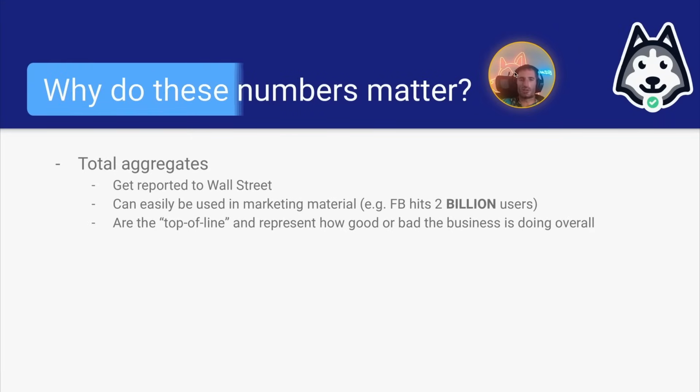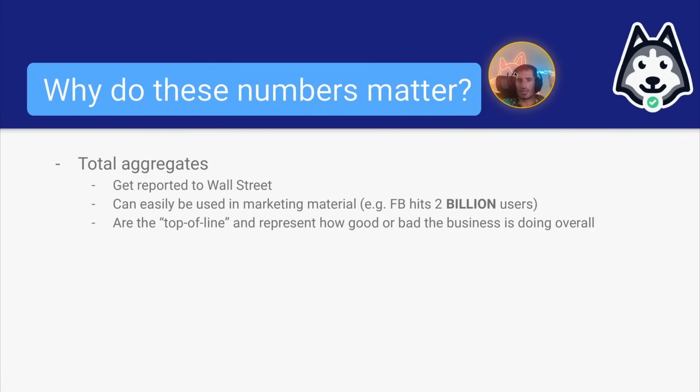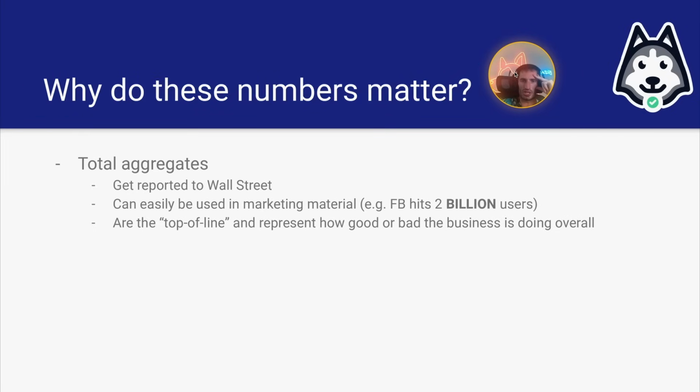Why do these numbers matter? Total aggregates. We're going to talk about each one of these in more detail here. Total aggregates are almost always reported to Wall Street. Airbnb always reports number of bookings. Bookings is the number that Airbnb reports. Facebook reports active users, but Facebook changed, right? So here's a great example of how Facebook changed their reporting to make Wall Street happier in some regard.